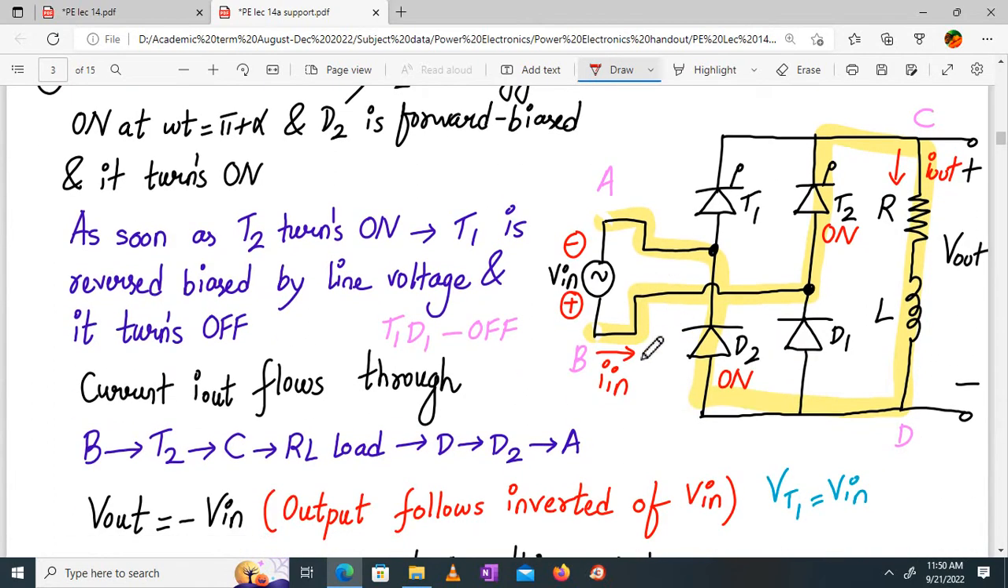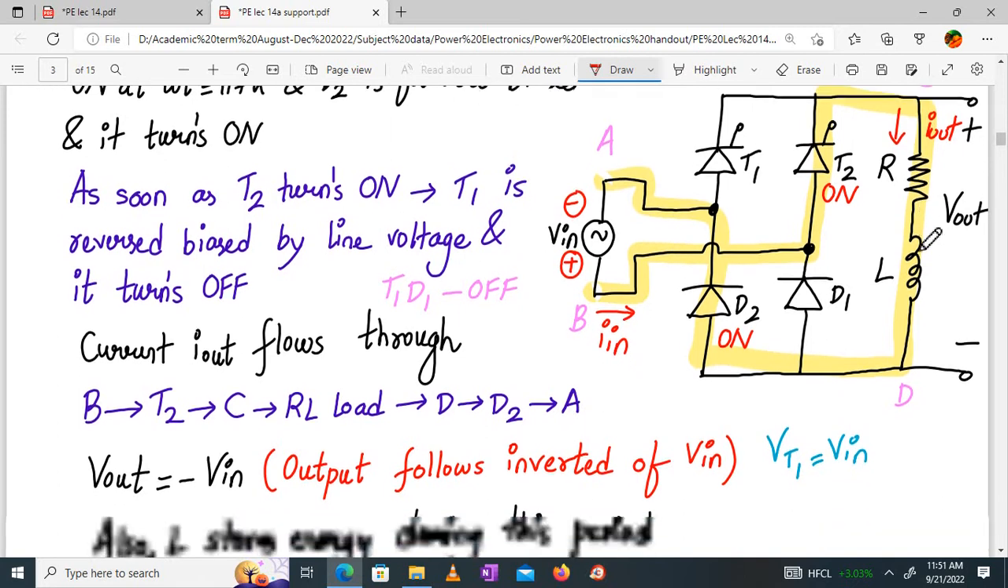It will be like this. Now the input source current, which earlier was flowing from A, will now flow like this. So now the conduction is from B, T2, C, RL, D, D2 back to A. So the current directions of I out and I in have reversed, but they are the same in magnitude. So I out will be minus of I in. What about output voltage? Input voltage is reversed, but output voltage is still positive. That means output is following the negative of input. Even if the input is going negative, output is positive. In a semi converter, output voltage and output load current are always positive. It's a one quadrant converter, right? Yesterday we talked about this, right? So this is what will happen.